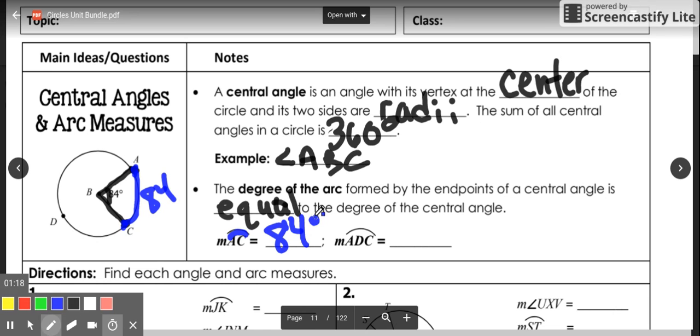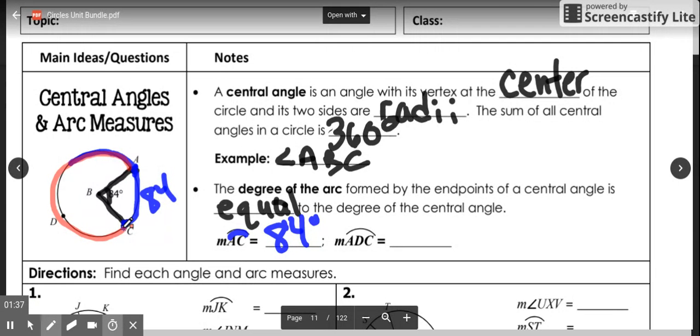Now I'd ask us to go ahead and find the measure of arc ADC. And so arc ADC, we have to trace that in order. So we have to go A, to D, then to C.